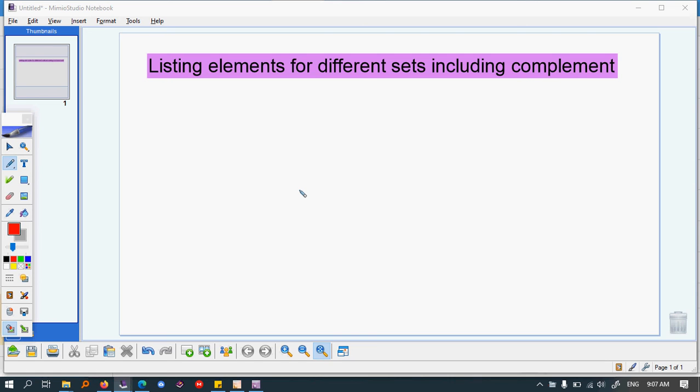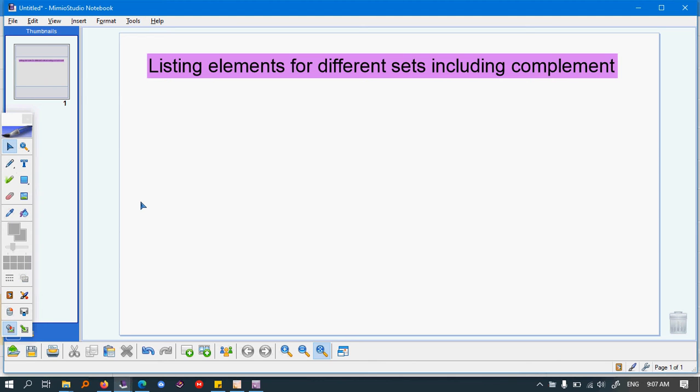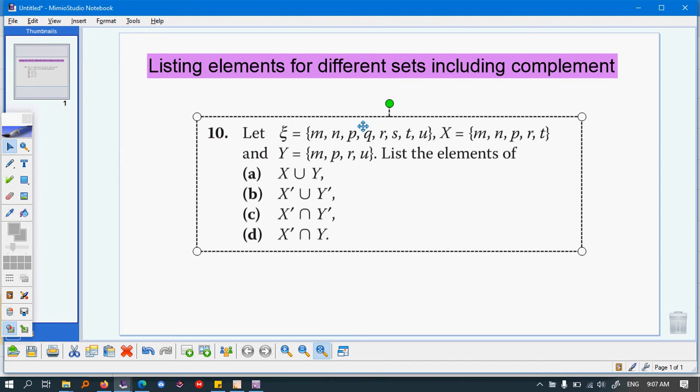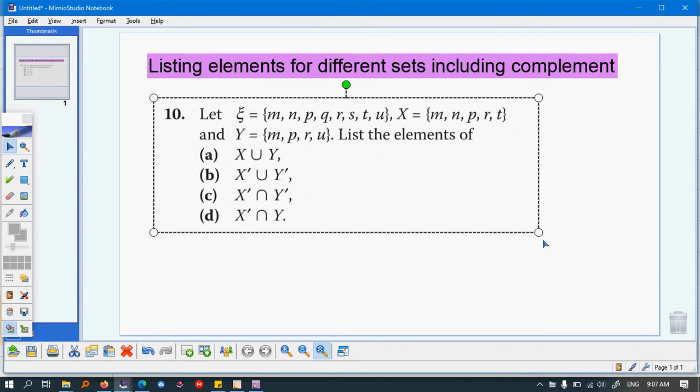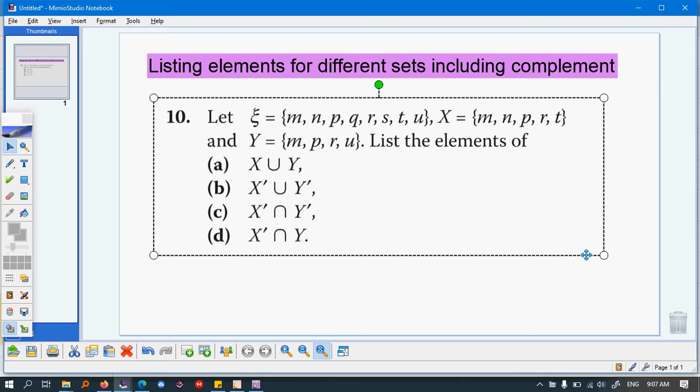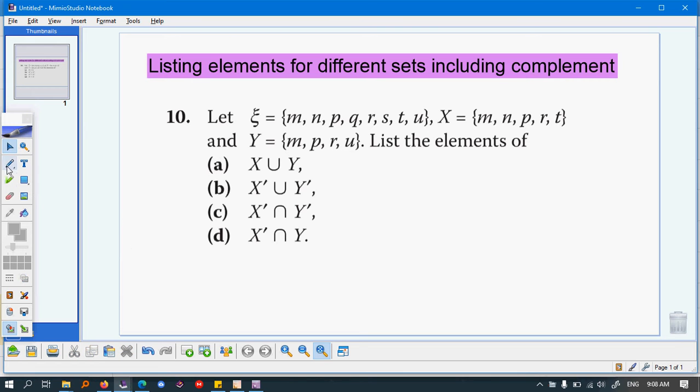Welcome. In this video, I'm going to be explaining how to attempt questions that involve listing elements for different sets, including complements. Basically, if you're given a question in this form, that is, you have a universal set, set X, set Y, and you're asked to list these elements, you can try and list them offhand, but it's easier to first draw a Venn diagram, identify those regions by shading them, then pick the elements in those regions.